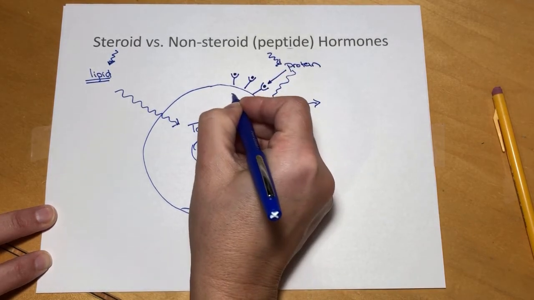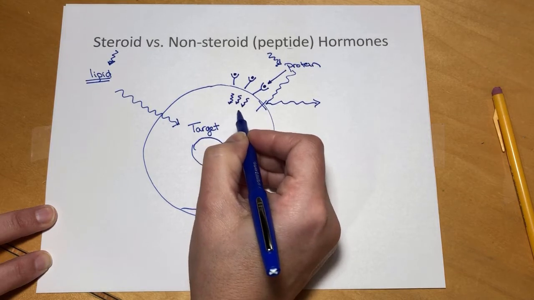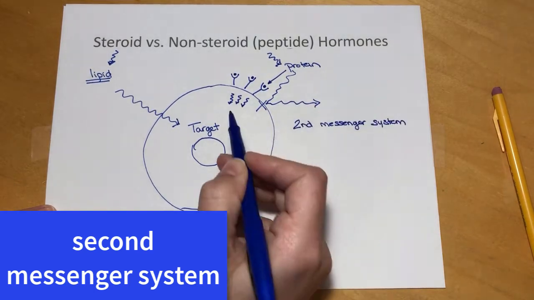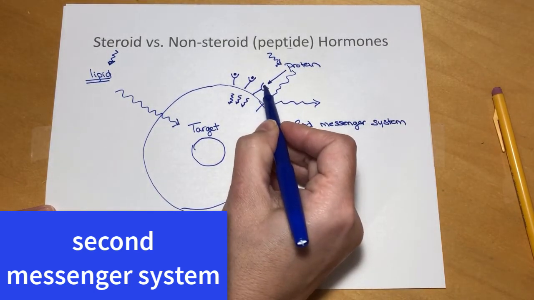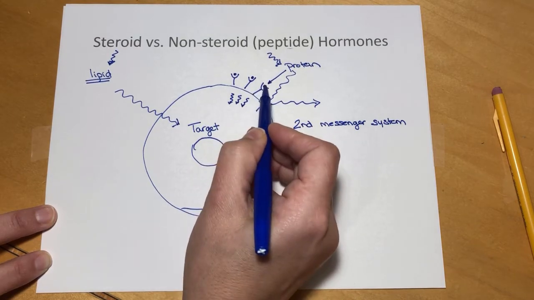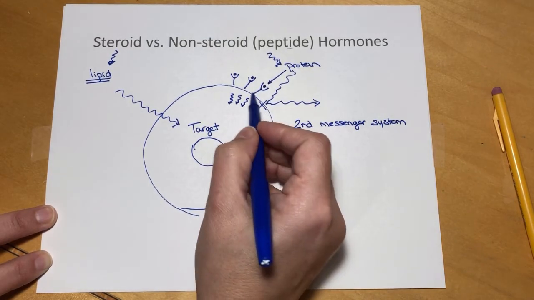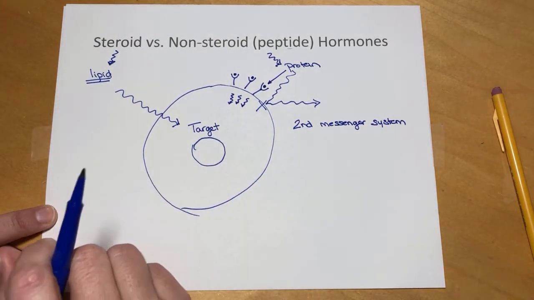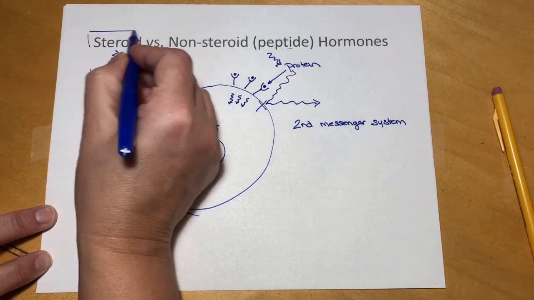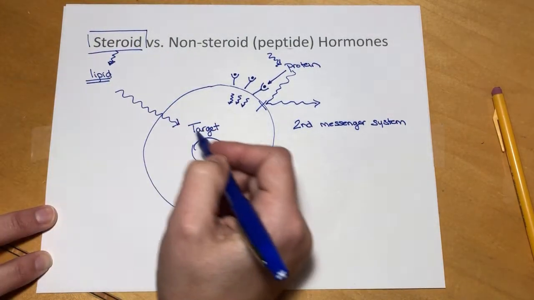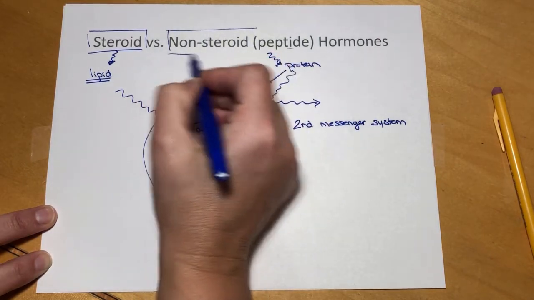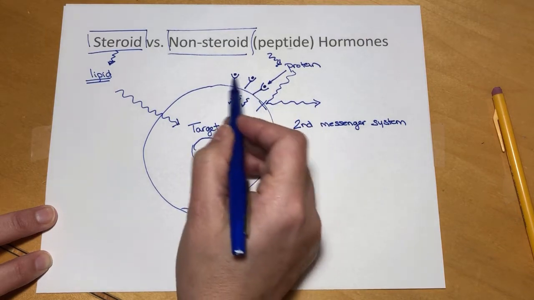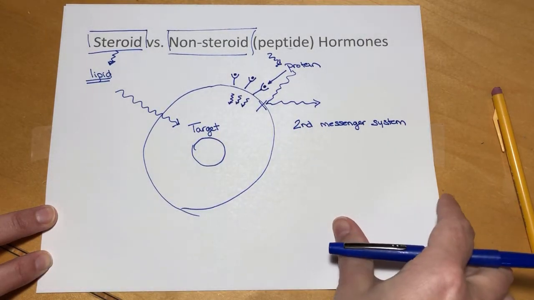This causes some changes inside the cell, and activation happens via what's called a second messenger system. This basically means that instead of the hormone itself binding to the target, the hormone has to bind to a receptor, and the receptor activates something inside the cell to activate transcription and translation. So we have our two types of hormones here: steroid hormones, which are lipids and can enter the cell, and non-steroid hormones, which are not lipids and cannot pass through the plasma membrane and have to bind to a receptor on the outside of the cell.